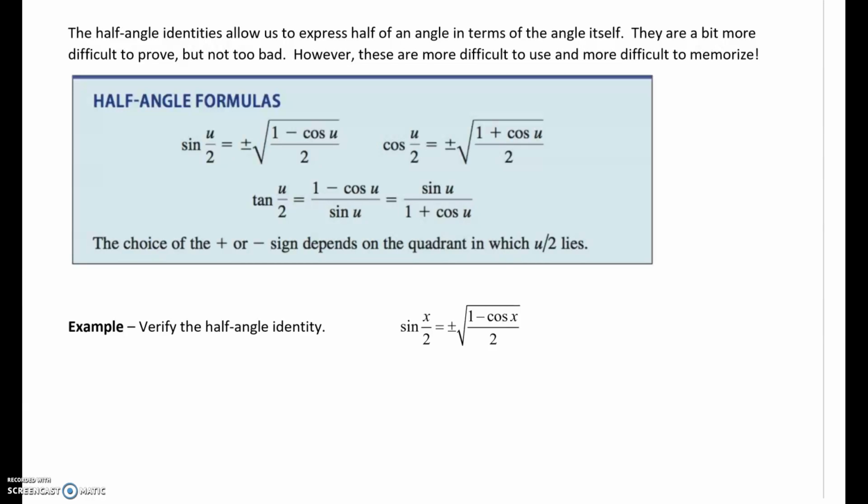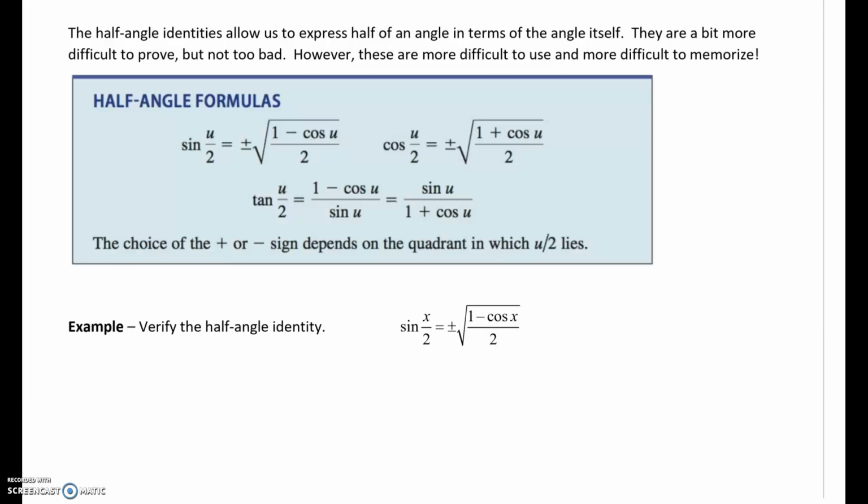Okay, so we did our double angle identities. Now we have half angle identities. The half angle identities allow us to express half of an angle in terms of the angle itself. They're a bit more difficult to prove, but not too bad. However, they're more difficult to use and more difficult to memorize. They're more difficult to use because of the plus or minus on the sine and cosine pretty much, and we'll talk about that in a little bit when we're trying to do one.